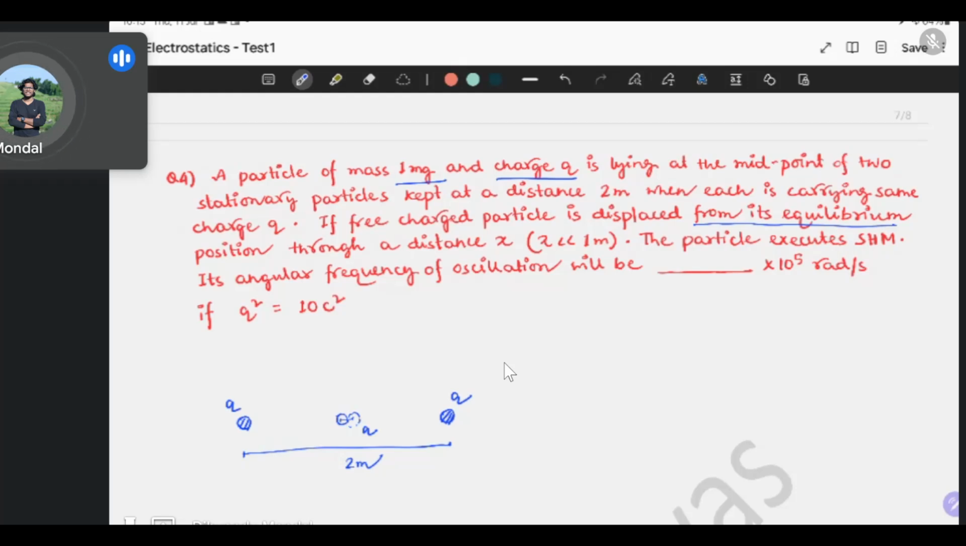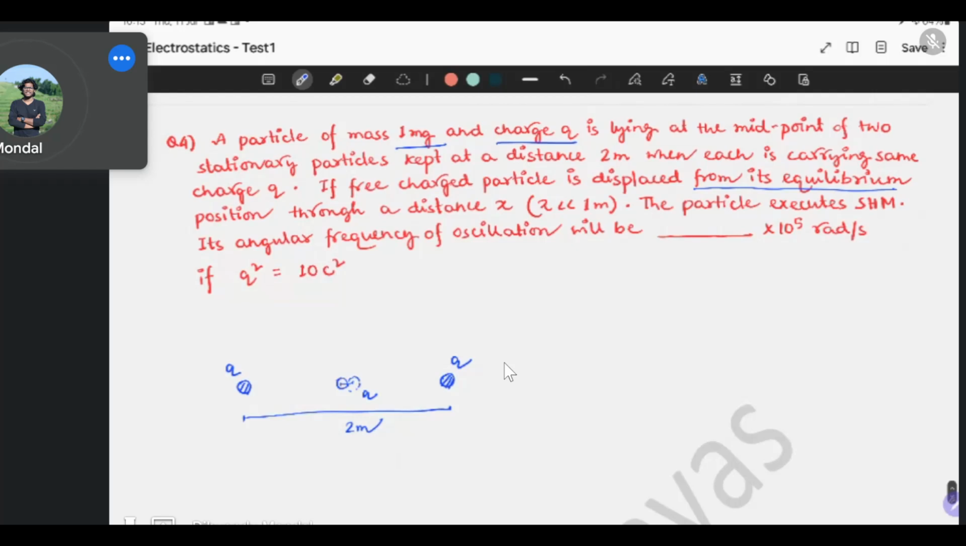So how can you say that it is SHM? The condition for SHM is that the acceleration of the particle will be minus omega square x. So the acceleration will be proportional to the displacement and in the opposite direction. That will be the equation of SHM.